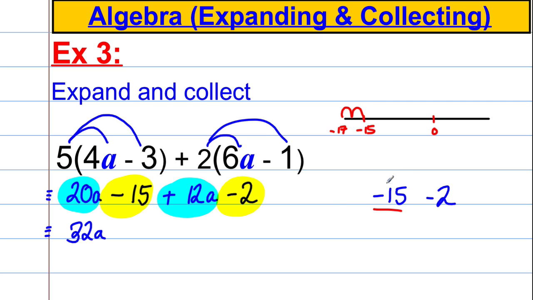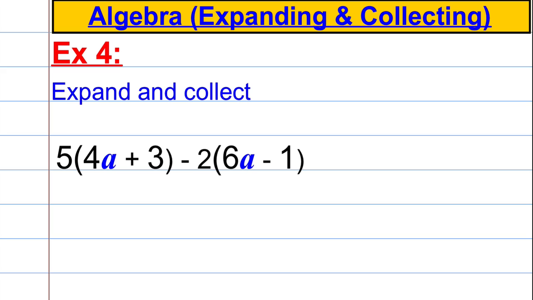The other way to look at it is negative 15 could represent you owe someone £15 and you owe a different person £2. How much do you owe altogether? Well, you owe £17, which is negative 17. So negative 15 combined with negative 2 is negative 17, or subtract 17. And we're done. And example 4, one more with negatives in it.